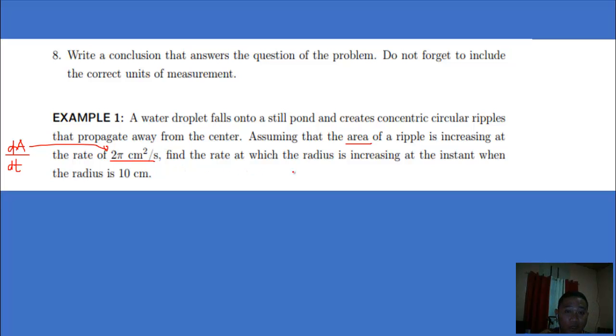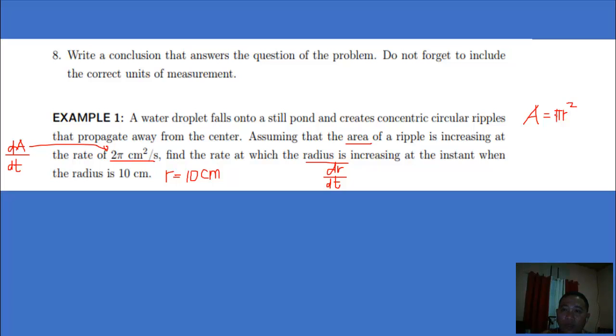Find the rate at which the radius is increasing. So, ang hinahanap natin dito is yung dr over dt. Yes. Find the rate at which the radius is increasing, dapat positive, at the instant when the radius is 10 centimeter. Okay. So, ang question ngayon is, ano ba ang nangyayari? Alam natin kanina, pinakita ko sa inyo ang water droplets. Of course, when we have the area, we know that the area is equal to pi r squared.